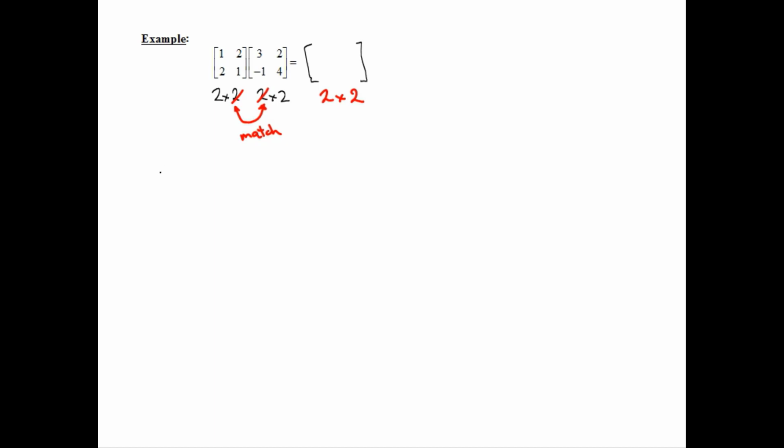So first we do row 1, column 1. And so just think of taking this row times this column. That's going to give me 1 times 3 plus 2 times negative 1, which is 1, which goes here.